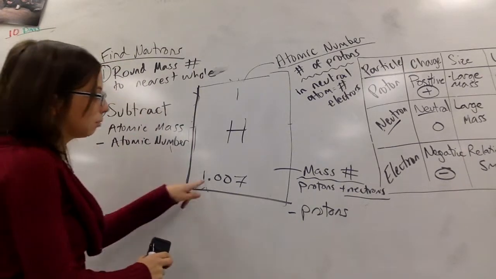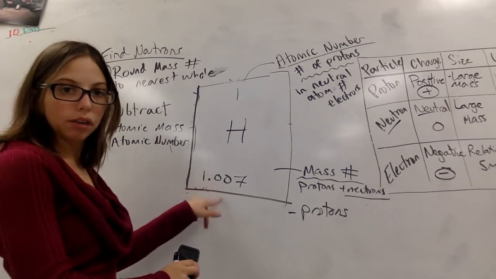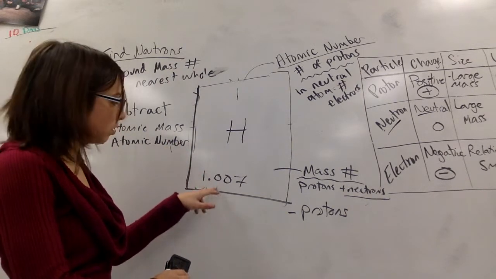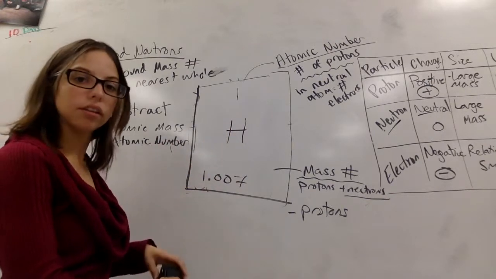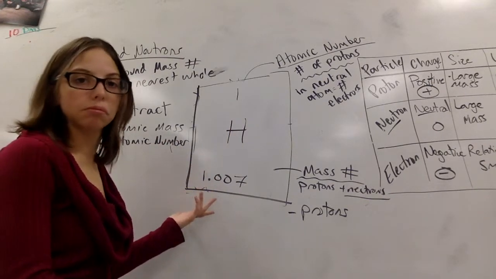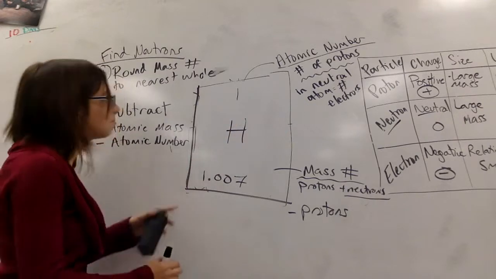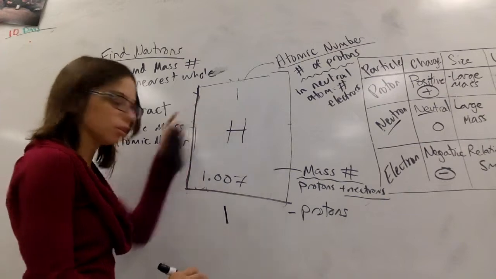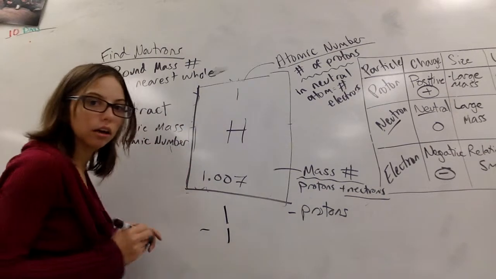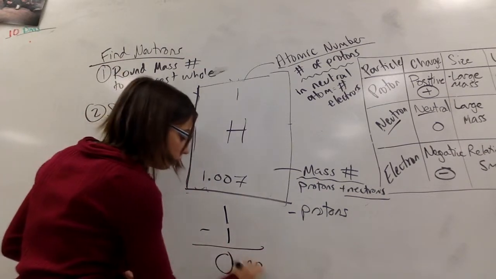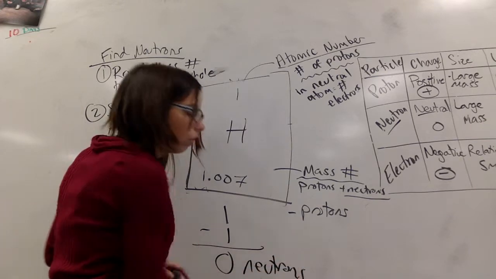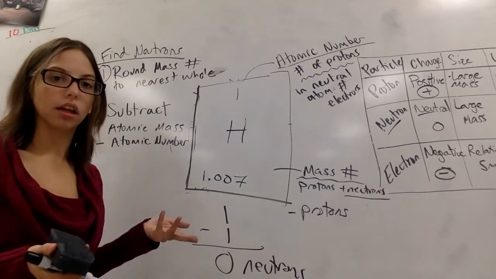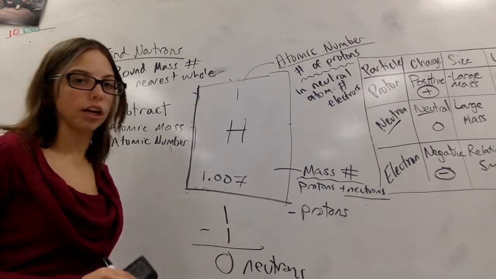So I round the mass number, 1.0. If I have $1 and like 7 thousandths of 1 cent, I have $1. That's all I have. I don't have closer to $2. All right, so that would be 1. Take away how many protons you have. Minus 1. Oh my goodness. A normal or an average hydrogen atom has no neutrons. Ooh. And that's okay. And that actually makes sense for hydrogen.